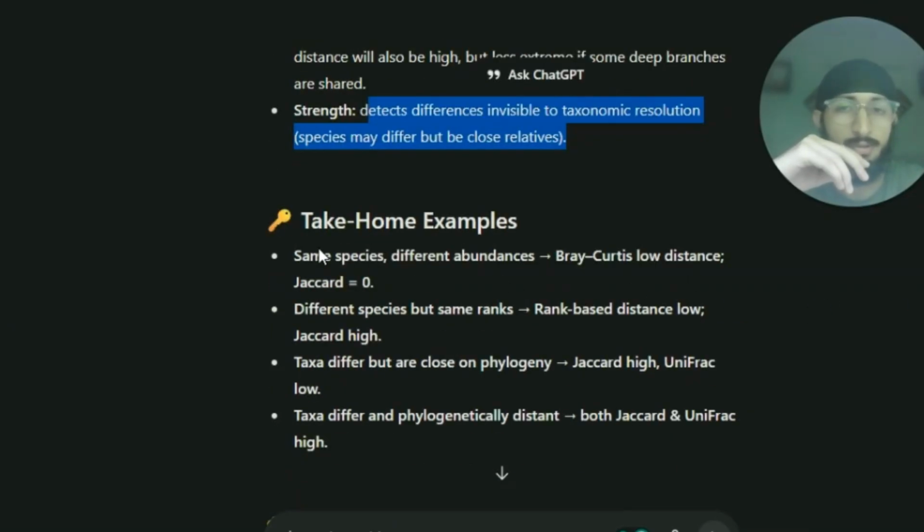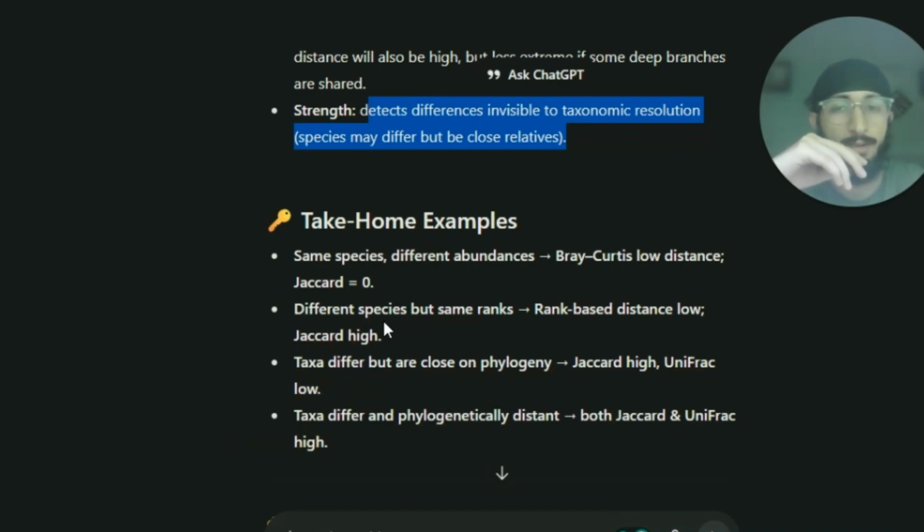Right, so now some examples. Same species with different abundances: Bray-Curtis low distance, Jaccard gives us 0. If we have different species but same ranks, rank based distance is low and Jaccard is high. Taxa differ but are close on phylogeny: Jaccard high, UniFrac low. Taxa differ and are phylogenetically distant: both Jaccard and UniFrac are high.